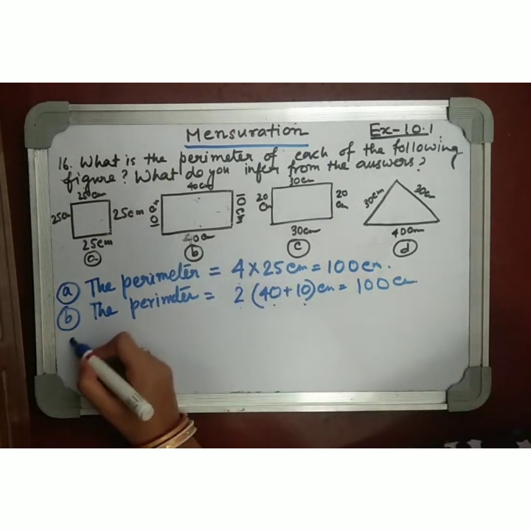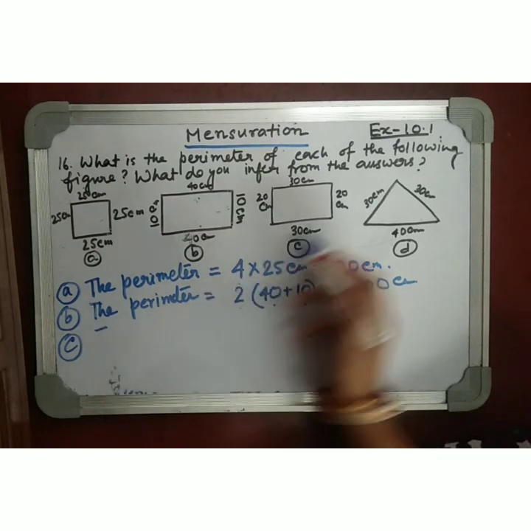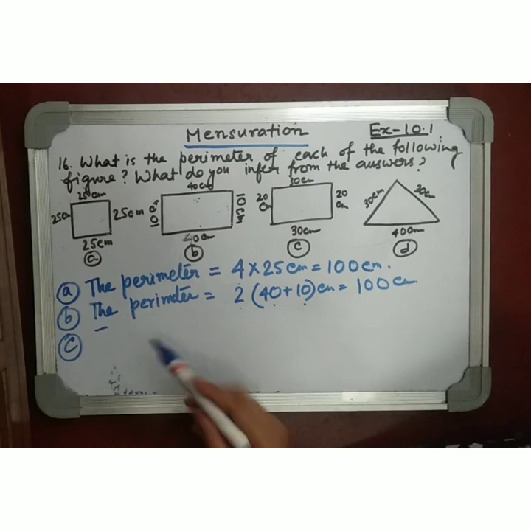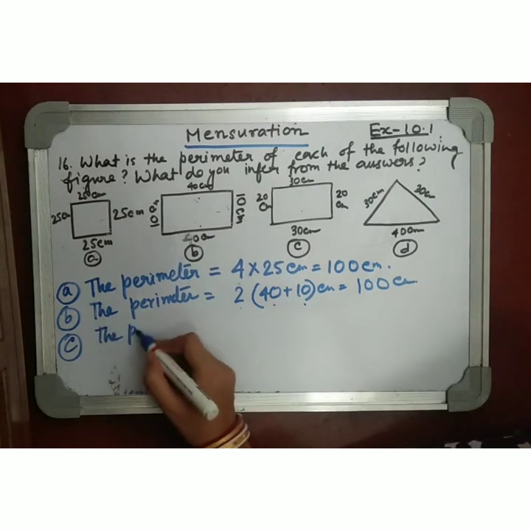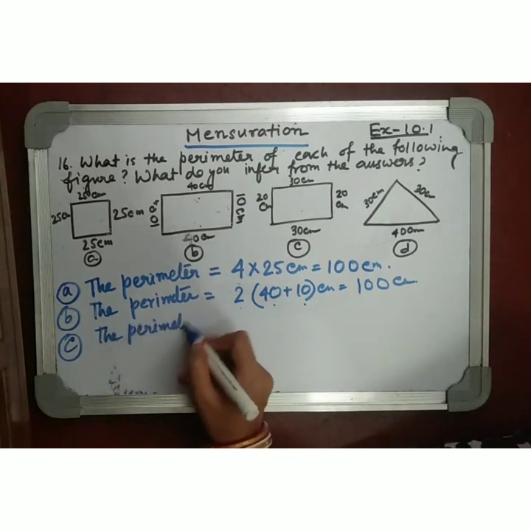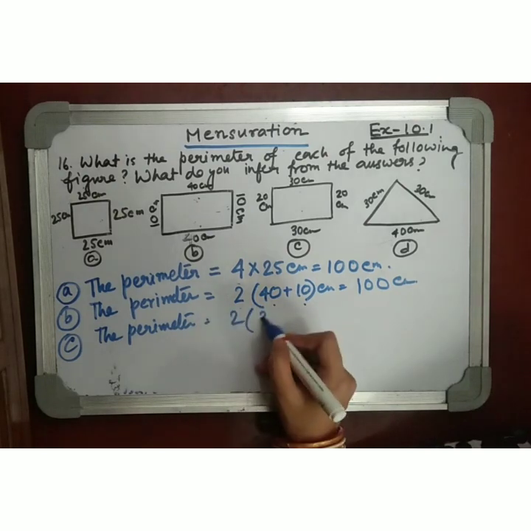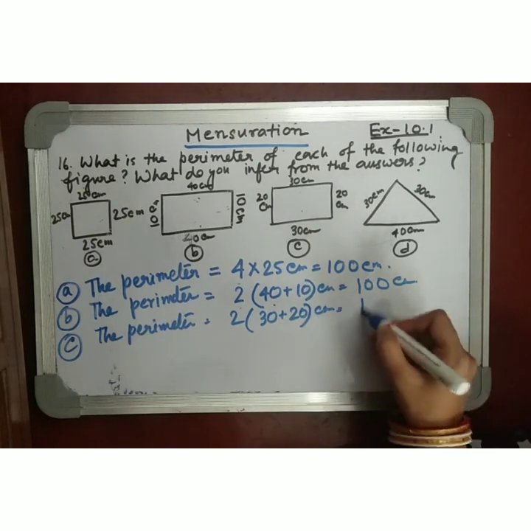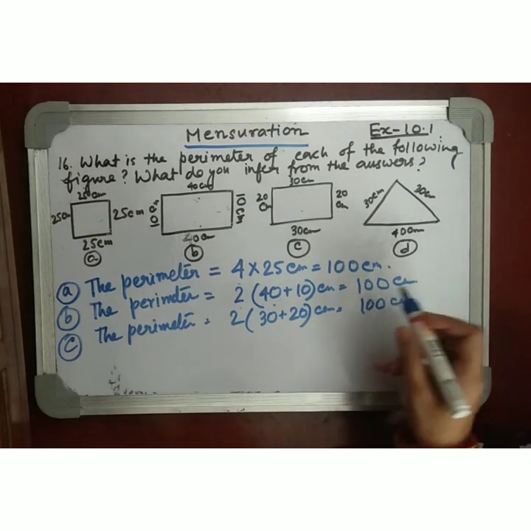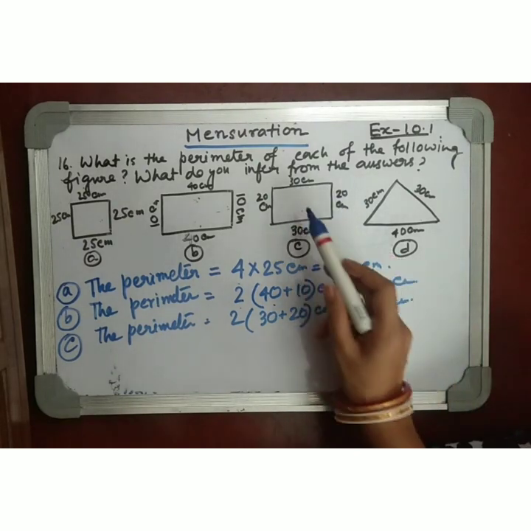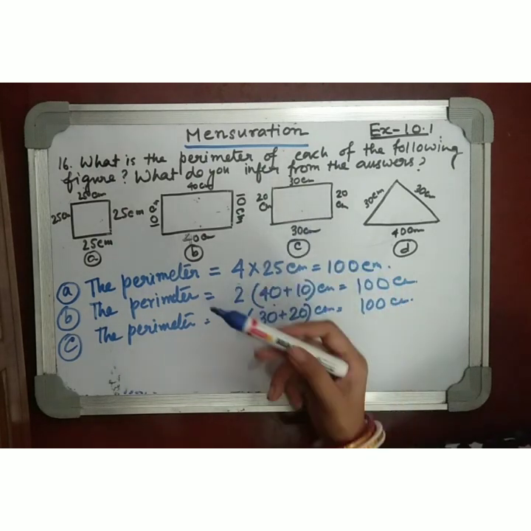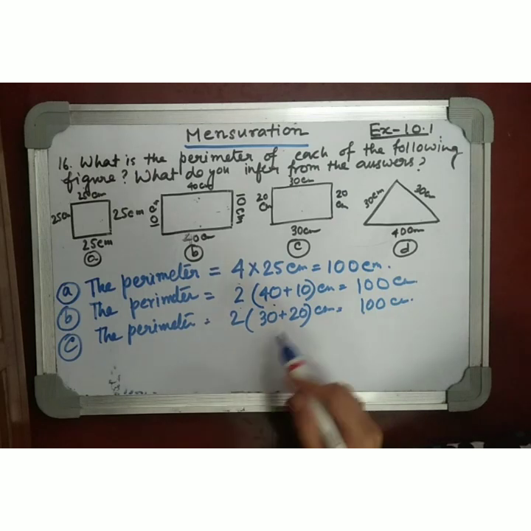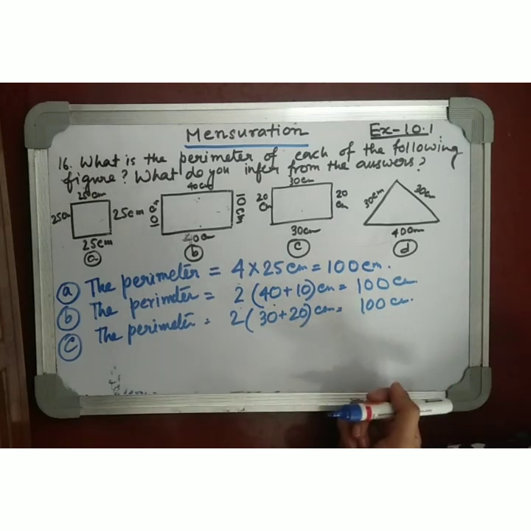Okay, now let's come to C. Here you can also see the opposite sides are equal in length. So the perimeter is equal to 2 into 30 plus 20 centimeter. It means 100 centimeter again. Here in this rectangular figure, the length was 30 centimeter and the breadth was 20 centimeter. So what will be the perimeter? 2 into length plus breadth, that is 100 centimeter.